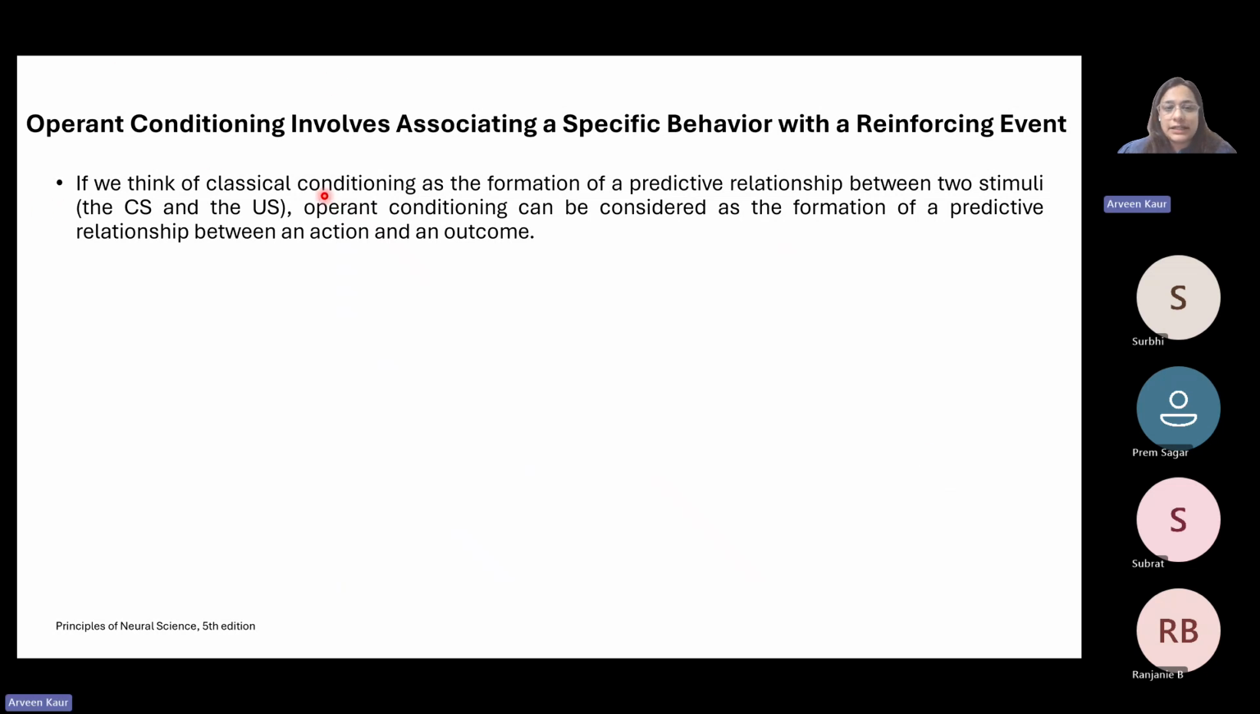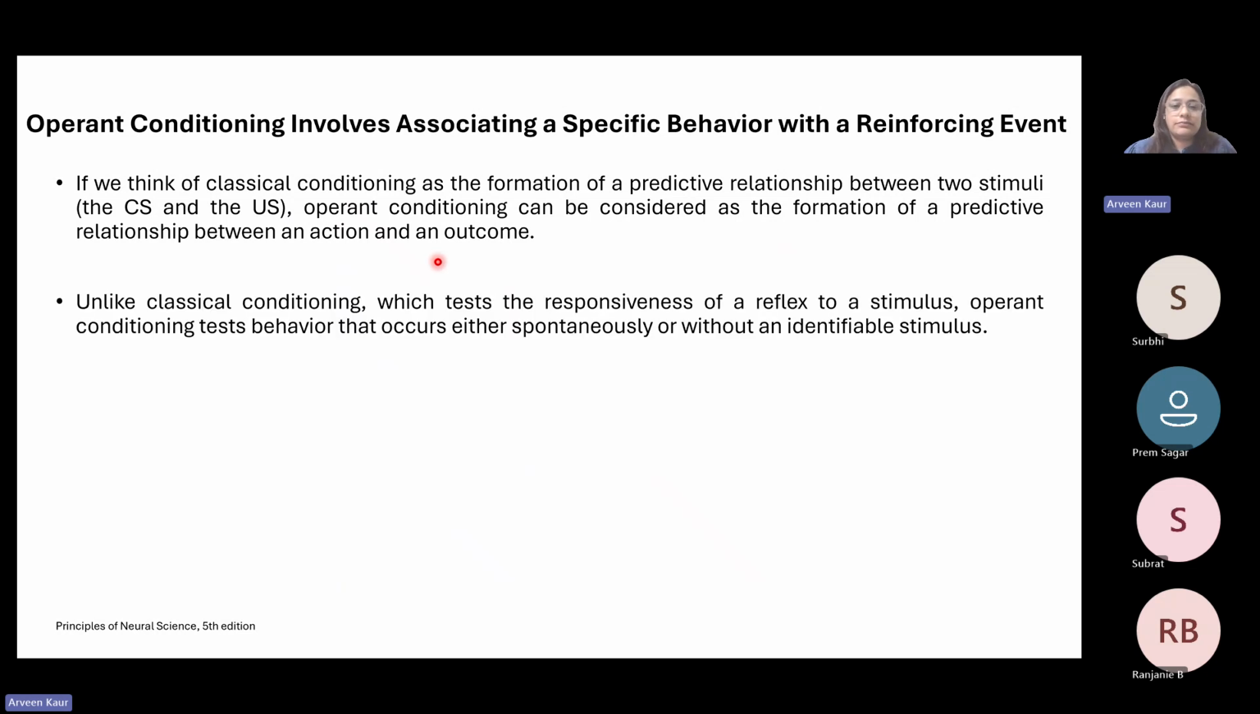So, if we think of classical conditioning as the formation of a predictive relationship between two stimuli, the conditioned stimulus and unconditioned stimulus, operant conditioning can be considered as the formation of a predictive relationship between an action and an outcome. If I press the lever, I might get food, but if I press the lever, I might also get shock, right? So, that kind of a predictive relationship it is telling. Unlike classical conditioning, which tests the responsiveness of a reflex to a stimulus, operant conditioning tests behaviors that occur either spontaneously or without an identifiable stimulus.